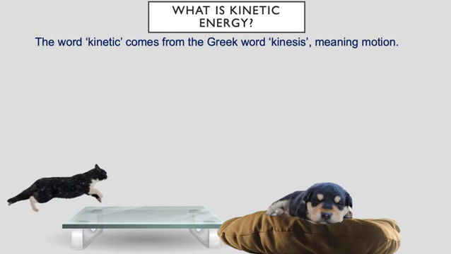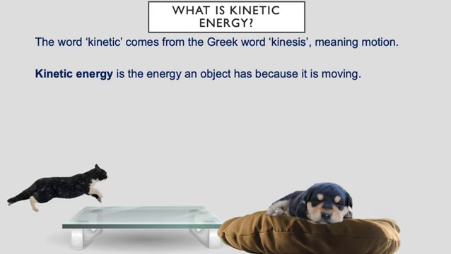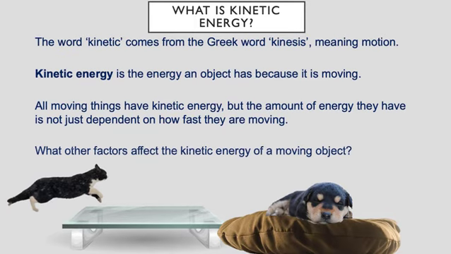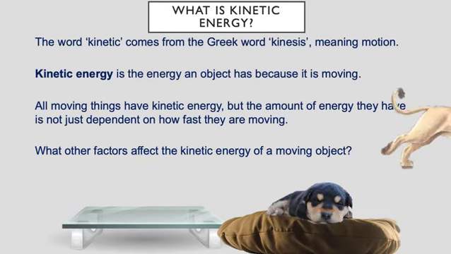So the word kinetic comes from the Greek word kinesis, which means motion. Kinetic energy is the energy an object has because it is moving. All moving things have kinetic energy, but the amount of energy they have is not just dependent on how fast they're moving. What other factors affect the kinetic energy of a moving object, do you think? So our cat has obviously got more kinetic energy than the sleeping dog because the cat is moving. But it's also dependent on how heavy that moving object is. So we've got two factors that affect our kinetic energy.